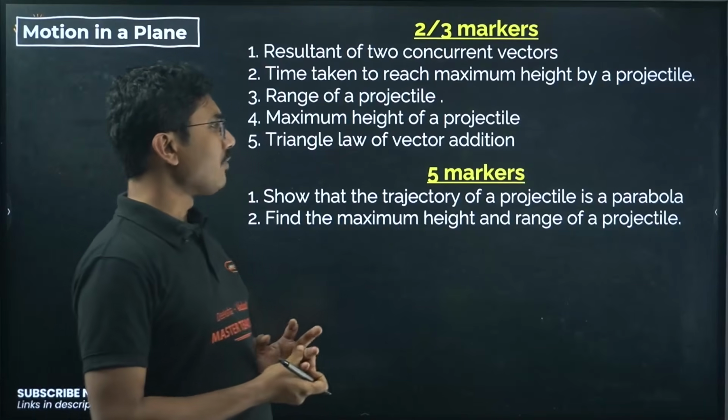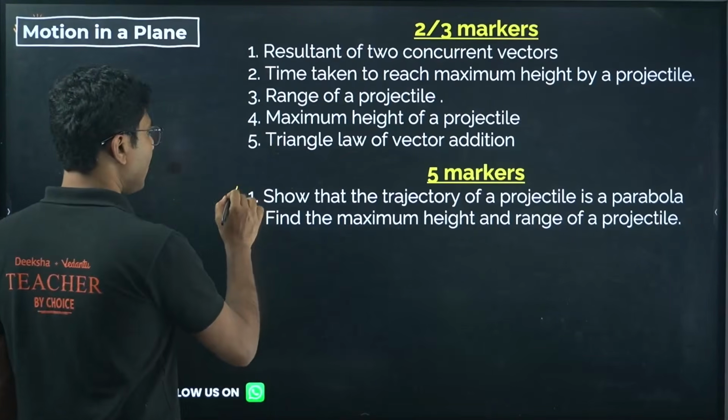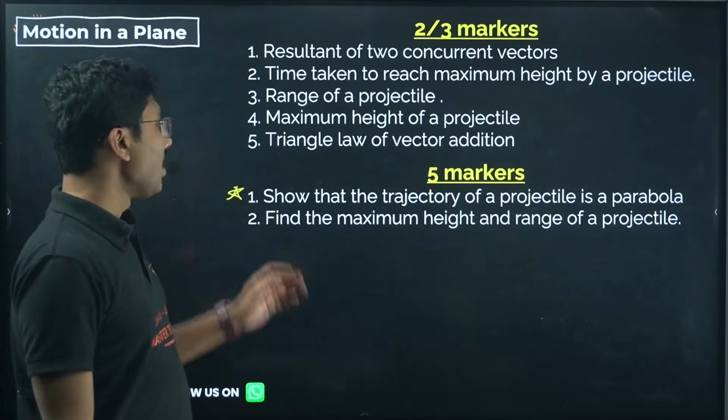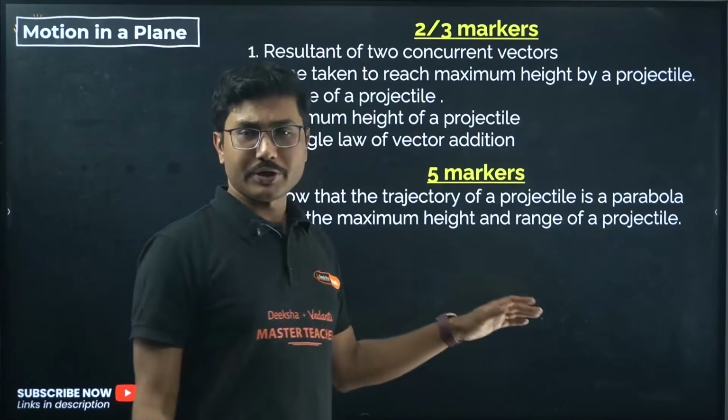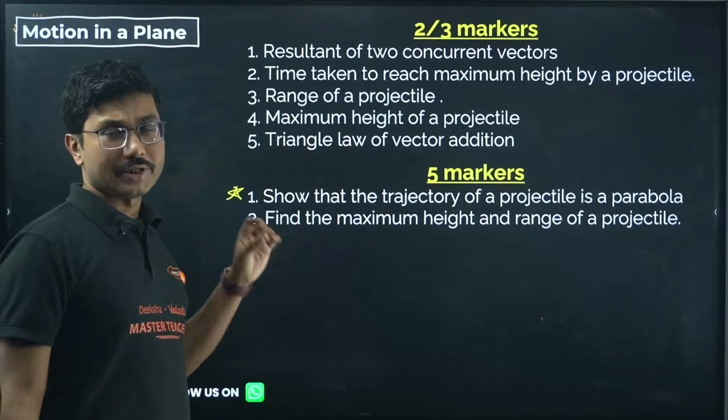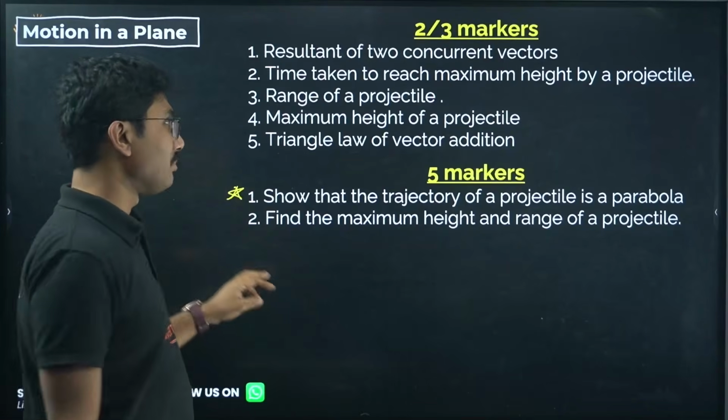Show that the trajectory of a projectile is a parabola. This is one of the most important questions. Find the maximum height and maximum range of a projectile. These questions are also discussed in my 2 videos that I am mentioning multiple times.